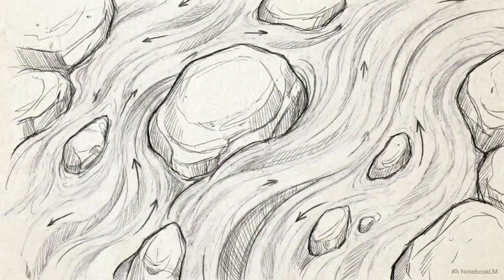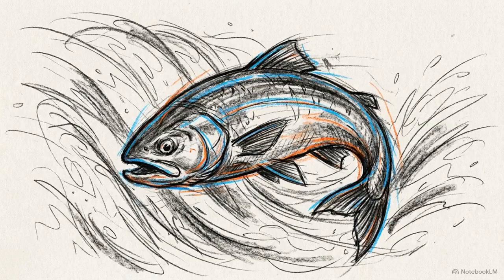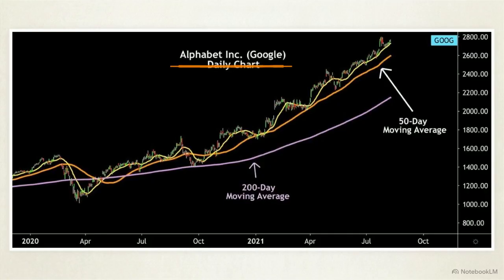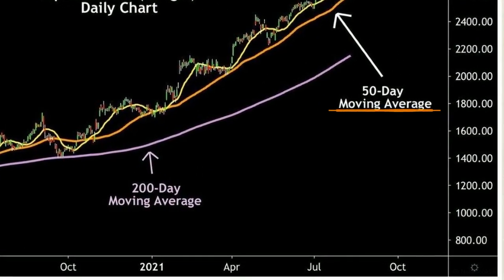Think of the trend like the current of a river. If the water flows downhill, trying to swim uphill against it is a waste of energy. We need to find the main direction of the flow. This chart shows Alphabet's daily price action, smoothed out by 2 common trend indicators. We have an orange 50-day moving average and a purple 200-day moving average tracking directly beneath the jagged daily candles.